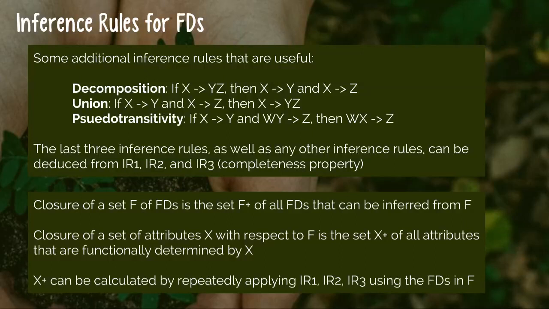Then we need to know what is a closure of a set F of functional dependencies. This closure of functional dependencies means the complete set of all possible attributes that can be functionally derived from a given functional dependency using the inference rules. As we have learned, using the Armstrong rules, the first three inference rules, we are going to derive possible attributes according to the functional dependencies. We denote it using the superscript plus mark. So that is how we denote the closure of a set of functional dependencies F.